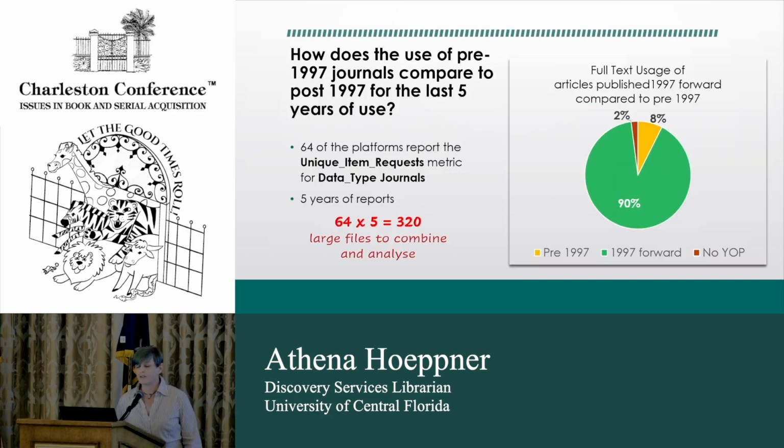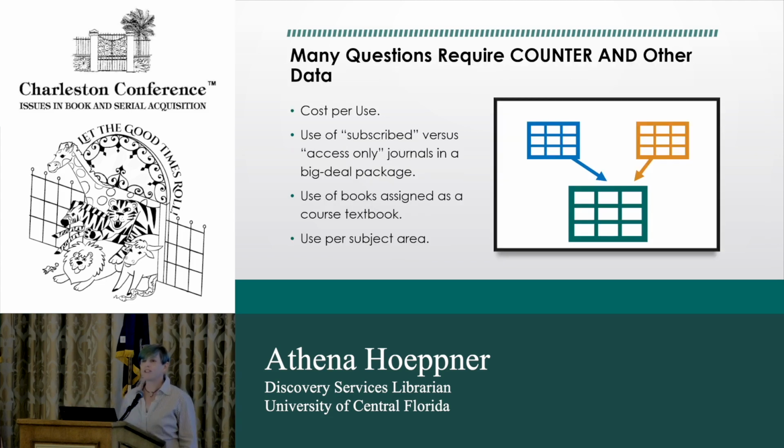And then I would have to look through those and see there's 64 platform reports that report the unique item request for the data type journals. So 64 times 5 years, 320 reports that I'm working with to consolidate that data so I have all the information I need to get this pie chart. Yep. 90% of our usage is after the 1997 deadline in our journals. Not too surprising. So it was a lot of work for a relatively simple number. When you think you're asking a simple question, it's a lot of work to get to it.